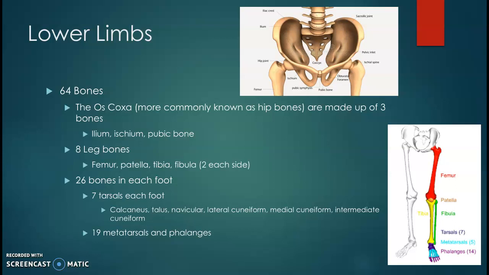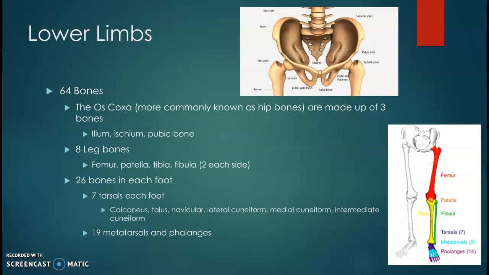Next is 8 leg bones, your femur, patella, tibia, and fibula, 2 on each side. Your femur is the big bone connected to your hips, and the patella is also known as your kneecap. And then you've got your tibia and fibula.